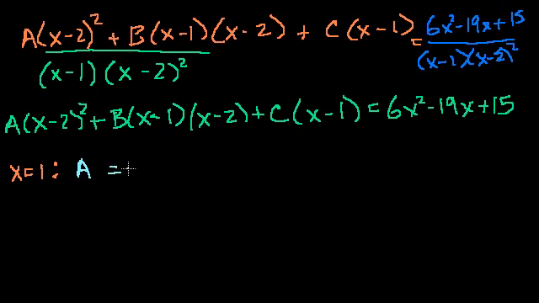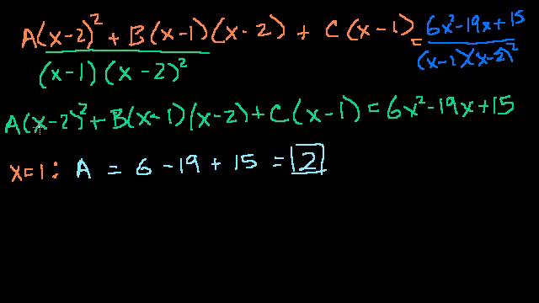So a is equal to 6 times 1, minus 19 times 1, plus 15. And what is that? Minus 19 plus 15 is minus 4, plus 6. That is equal to 2. There you go. Now let's try to solve for, let's see, what can we do?